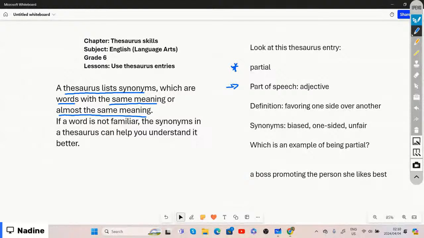So in this case, the part of speech is an adjective. An adjective either tells us about the noun or modifies the noun, right? That's an adjective. So our word is partial. The part of speech is an adjective. And the definition of this word, remember I said it just gives you a brief definition. So partial means favoring one side over another. That is the definition. And then we have our synonyms, right? Of course, this is just an example, so they will give us a few synonyms, but usually within a thesaurus you will have a list of synonyms. Sometimes you'll even find like 10 synonyms in there.